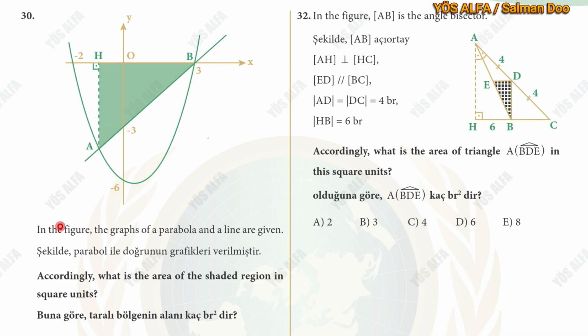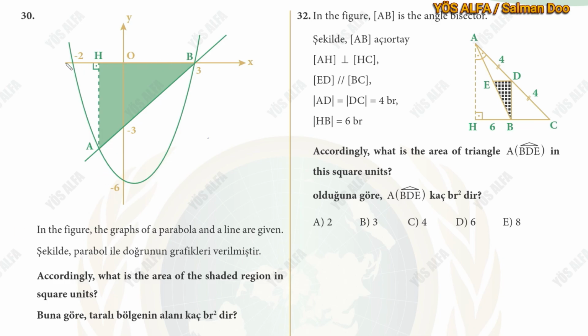How do we find point A? Since it is the intersection of the parabola and the straight line, we can find the intersection once we know the equation of the straight line and the equation of the parabola. Let's first start with the equation of the parabola. To find the equation of the parabola, we need to know 3 points. Those points are given as minus 2, 3, and y minus 6.